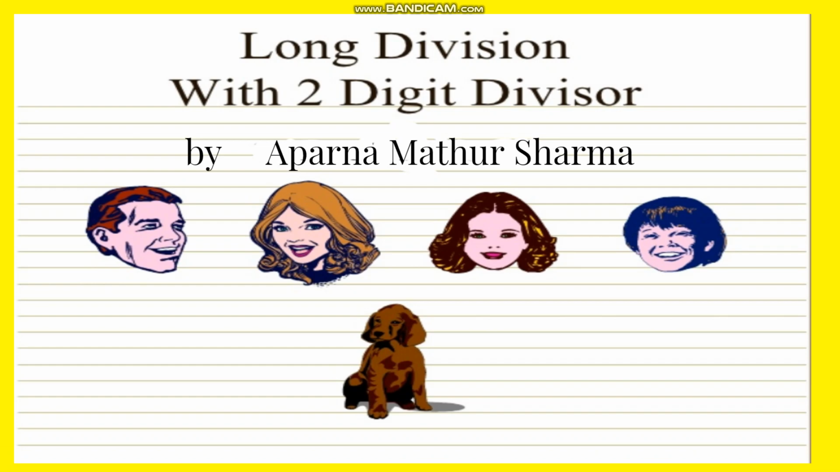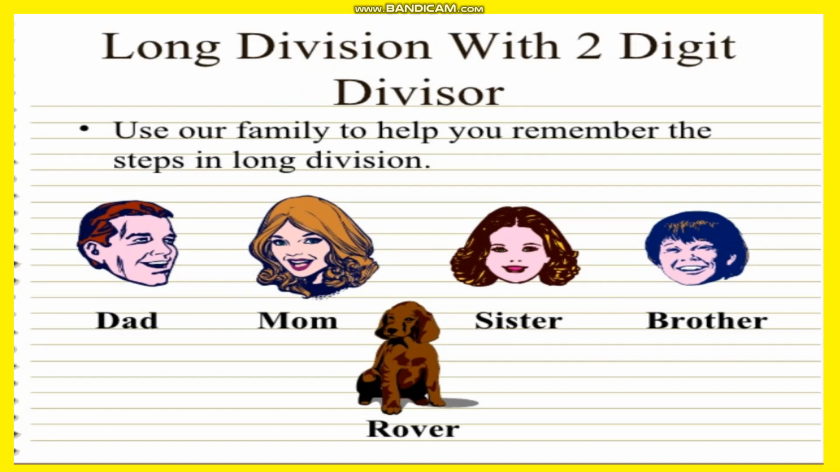Children, in my earlier video I had told you the story wherein we have the characters of dad, mom, sister, brother and Rover. Today we are going to use the same family to help us do the two-digit division, that means long division with two-digit divisor. So let's see how we are doing it. The characters of the story are the same: dad, mom, sister, brother, Rover.